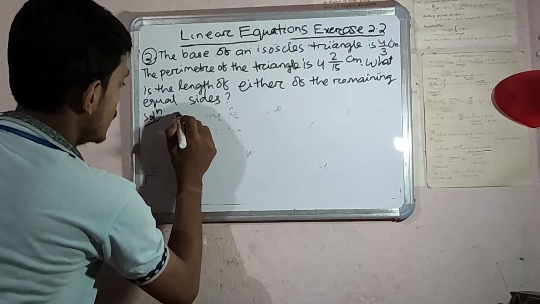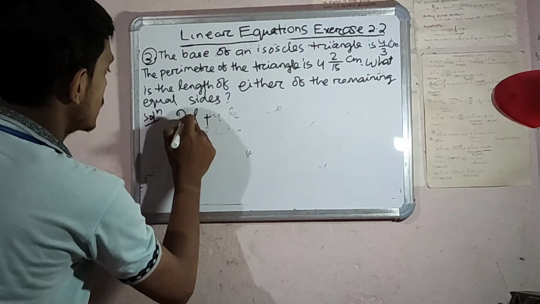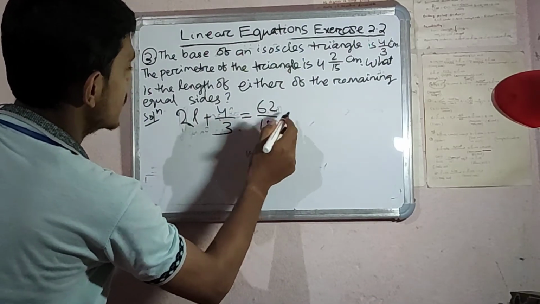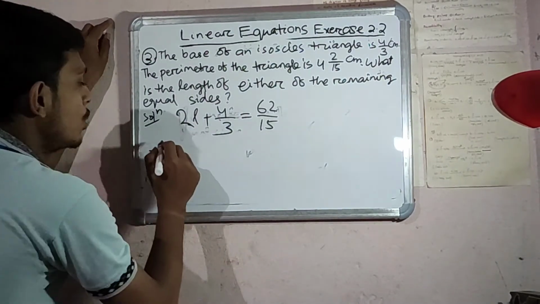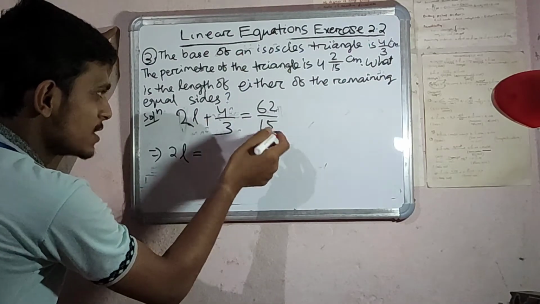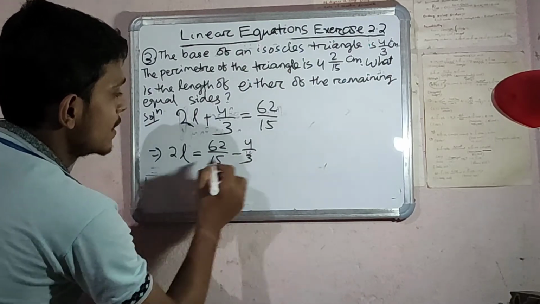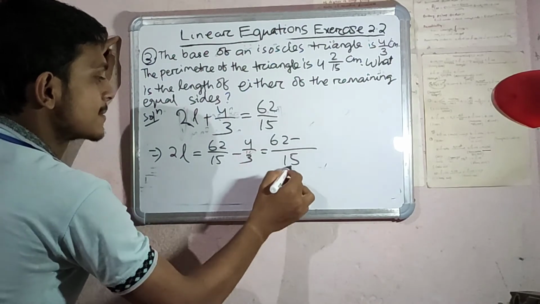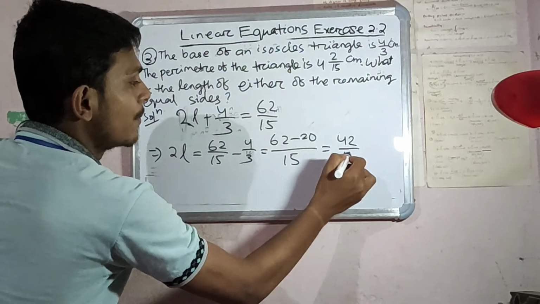So 2L plus 4 upon 3 is equal to 62 upon 15. This is our required linear equation. Then we can solve. So 4 by 3 is added, so when it is transposed into the right hand side, it is subtracted. Minus 4 upon 3, that's equal to, LCM is 15, 62 minus 20, that is 42 upon 15.